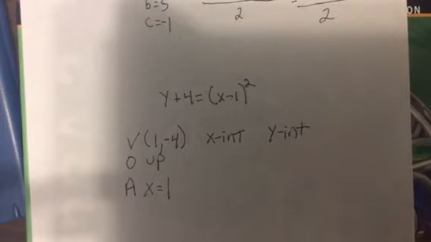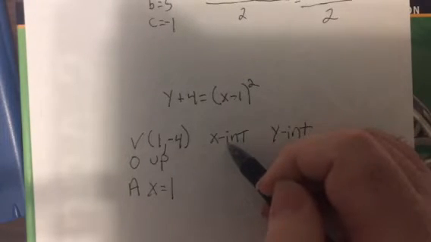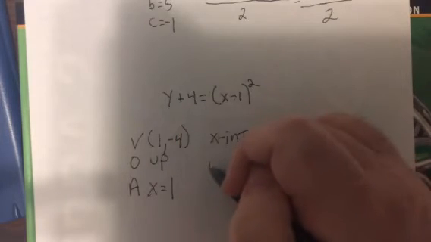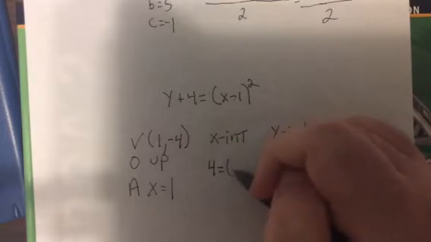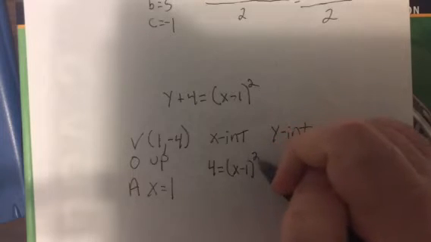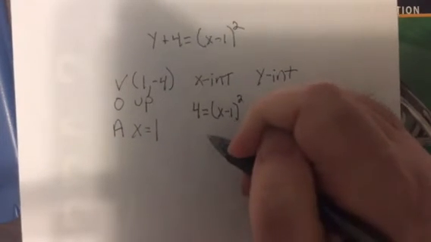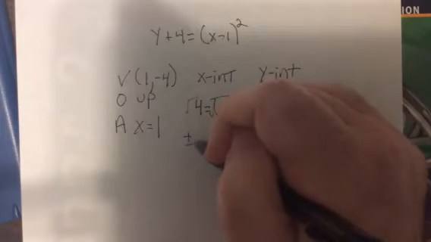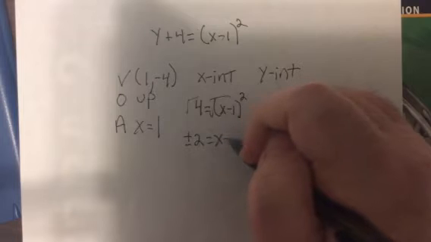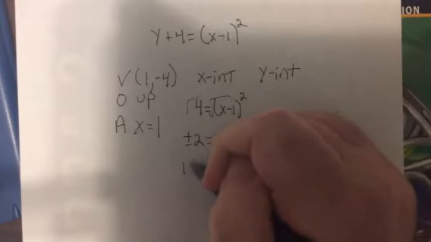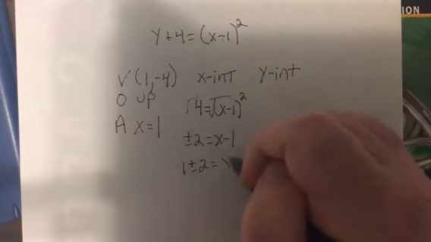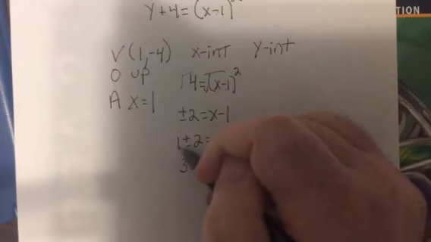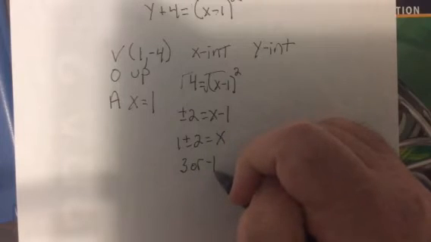But anyways, so the x-intercept, you put 0 in for y. So 0 plus 4 is 4. Now, whenever you have a square equals a number, you just square root both sides. So if I square root, this would be plus or minus 2 equals x minus 1. So you add 1. So 1 plus 2 is 3, or 1 minus 2 is -1.